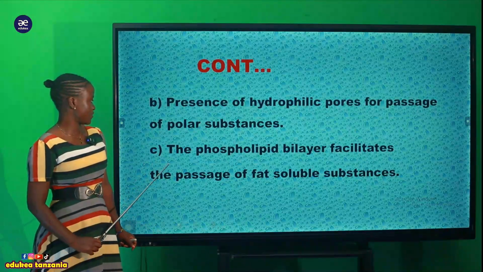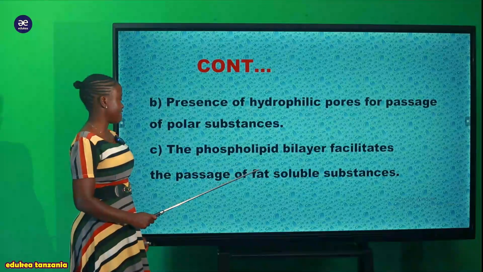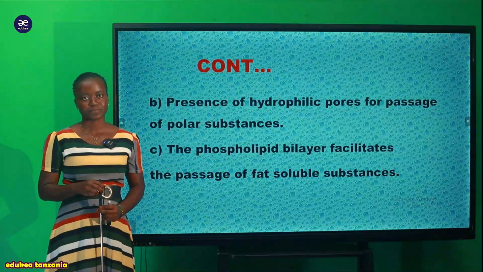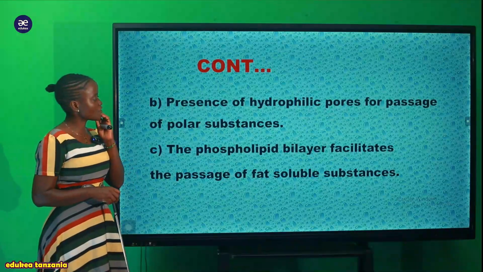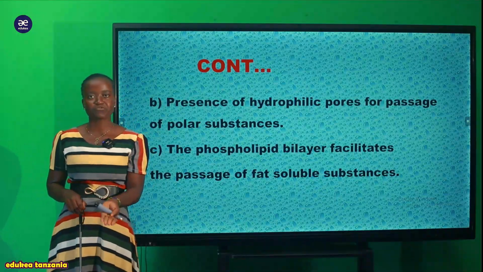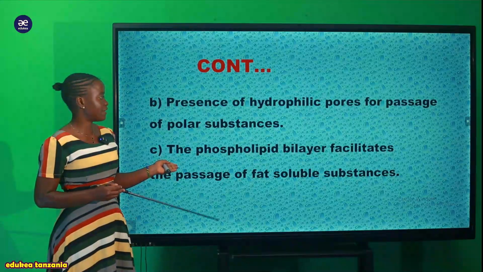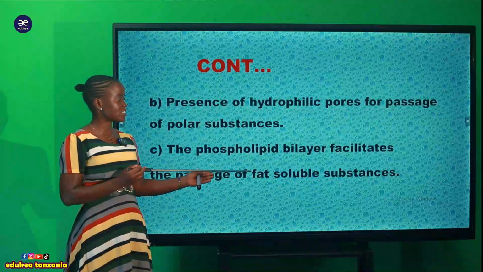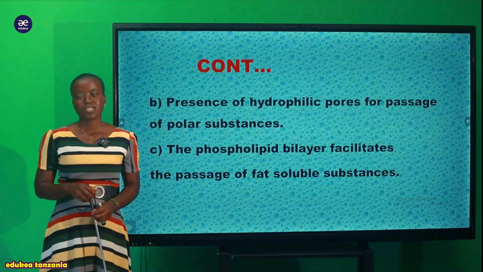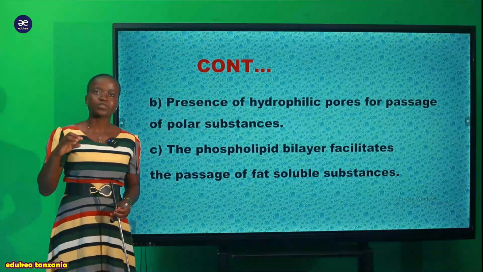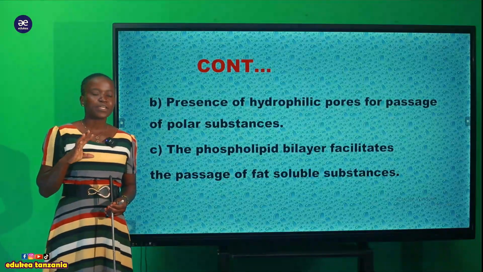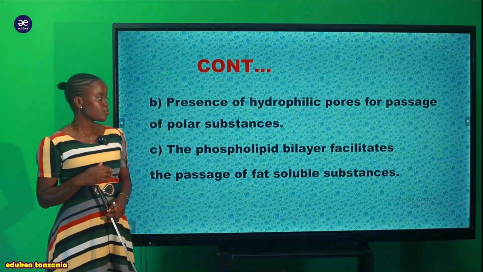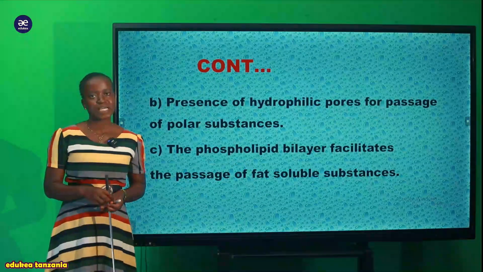Another adaptation here is that the phospholipid bilayer facilitates the passage of fat soluble substances. Tukiongelea phospholipid bilayer, tuliona kwenye ile structure. So the phospholipid bilayer tends to facilitate the passage of fat soluble substances. Inasaidia kupitisha yale material selectively, ambayo inakuwa ni nini? Ni fat soluble substances. Yanaweza kupita due to the presence of the phospholipid bilayer.